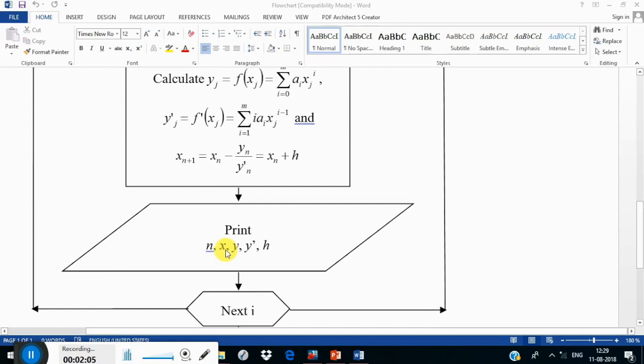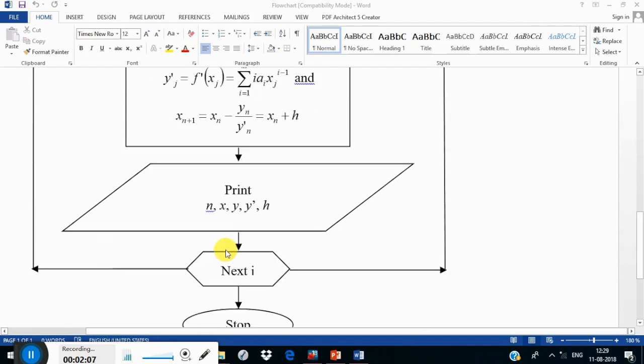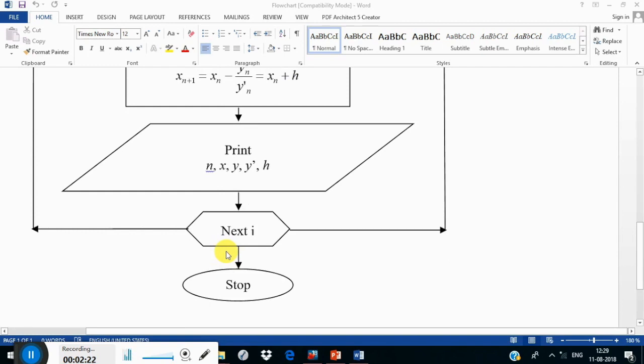After that we want to see the output, and if the number of iterations is not completed, one has to repeat that, and at the output one has to see how the iteration is progressing, and once the number of iterations to be worked is completed, the program stops.